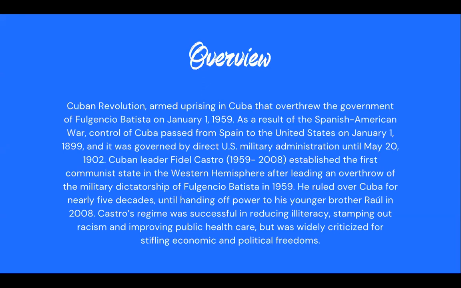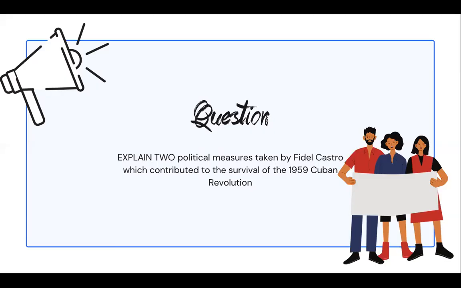Cuban leader Fidel Castro, 1959 to 2008, established the first communist state in the Western Hemisphere after leading an overthrow of the military dictatorship of Fulgencio Batista in 1959. He ruled, by the way, that's not his date of birth, that is from when he ruled to when he stopped ruling. He ruled over Cuba for nearly five decades until handing over power to his younger brother Raul in 2008. Castro's regime was successful in reducing illiteracy and improving public health care, but was widely criticized for stifling economic and political freedoms.